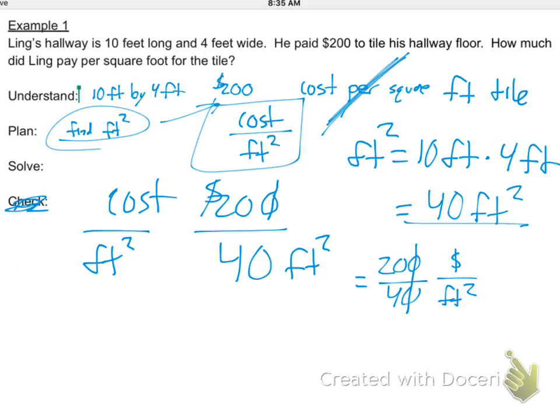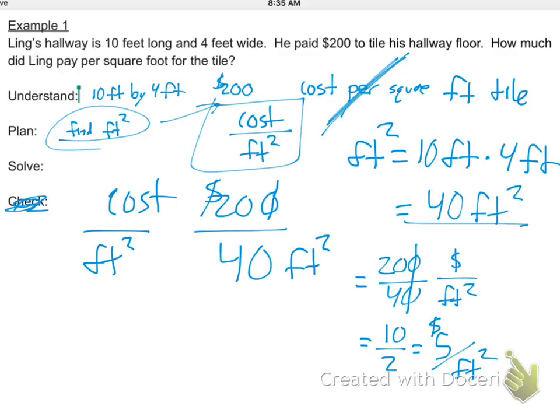Now again, those are both even numbers. So if you don't recognize that 4 does go into 20, we just divide the top and bottom by 2, because anytime we have an even number, I can divide it by 2. So let's just do it that way. 20 divided by 2 is 10. Bottom, 4 divided by 2 is 2. Oh, that can go further. 5. And it's going to be $5 per foot squared. So $5 a square foot.